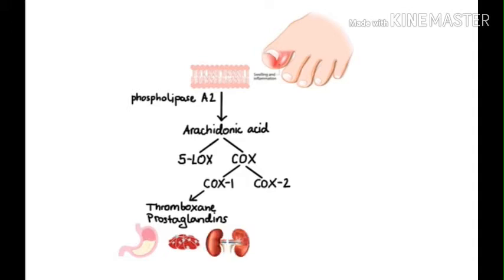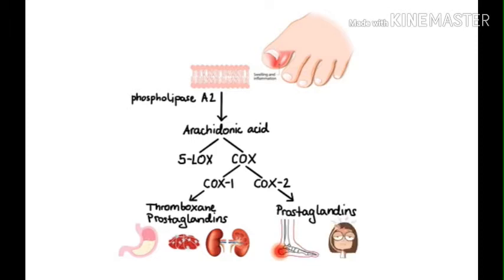Now, on the other hand, COX-2 isoform is not expressed constantly in most tissues, but instead it is induced at sites of inflammation. So unlike COX-1, COX-2-derived prostaglandins mediate mainly inflammation, pain, and fever.